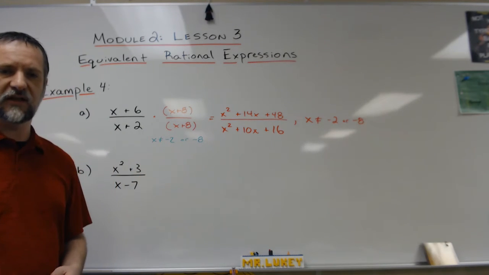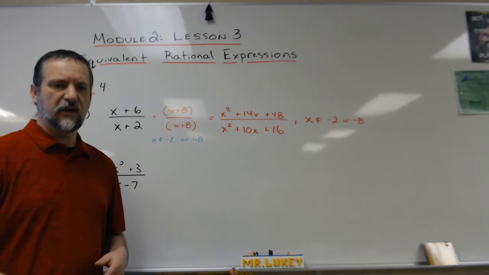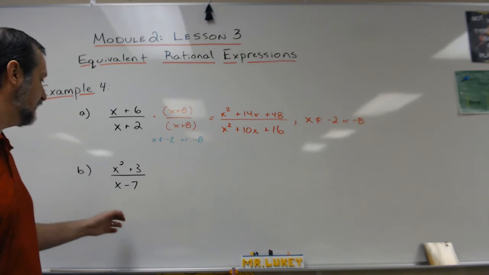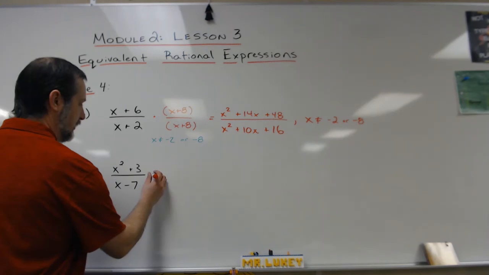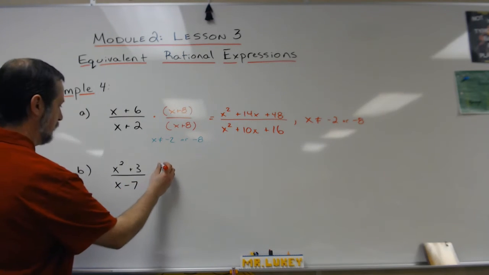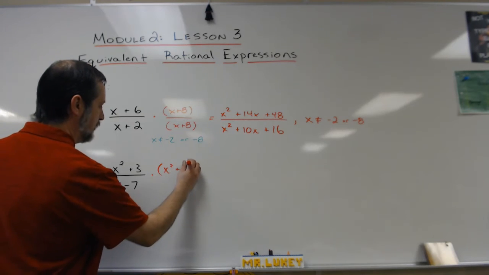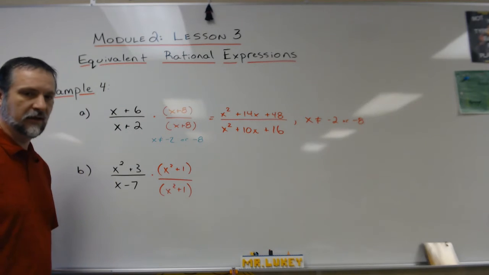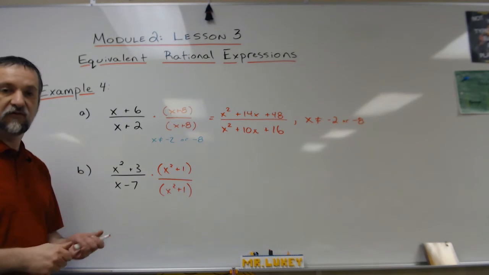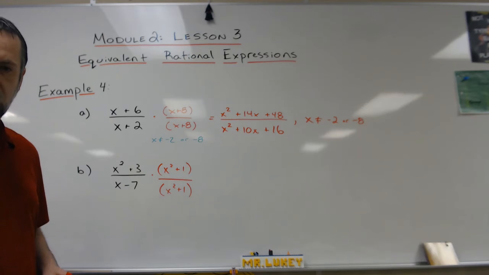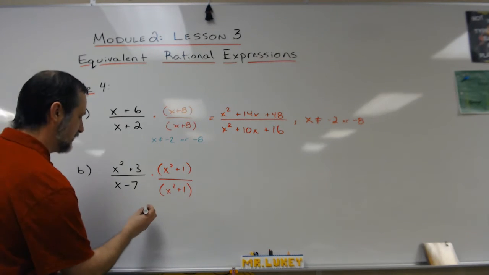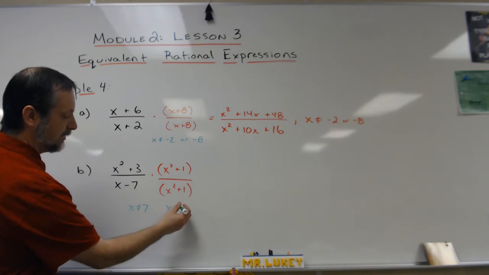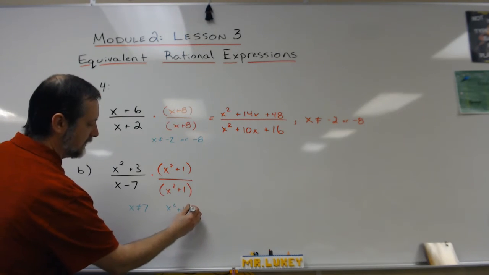Of course, in B, they had to try and be tricky and overcomplicated here. So they have x squared minus 3 over x minus 7, and they chose to multiply this by x squared plus 1 over x squared plus 1. Again, before we start to smash these together and FOIL through, we would still need to say x cannot equal 7, and here x squared plus 1 cannot equal 0.